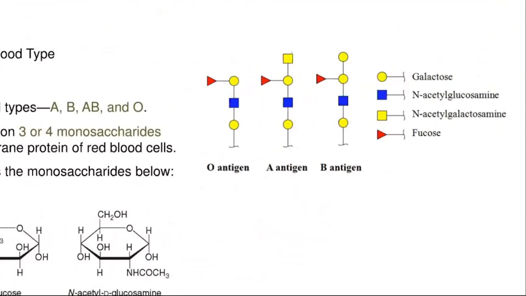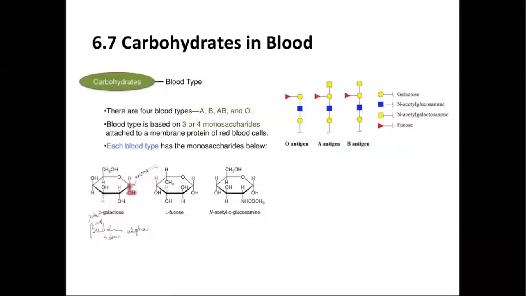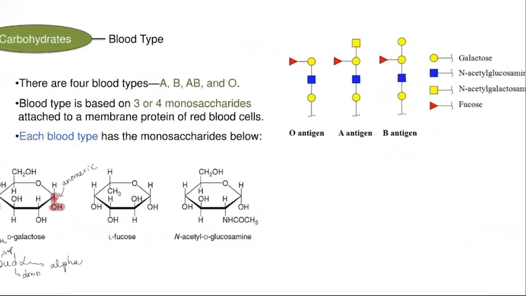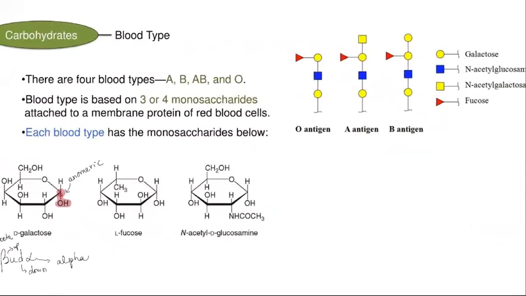N-acetylglucosamine, they color it blue and they put it in a square. Then we have fucose. Fucose is that red triangle. And then we have N-acetylgalactosamine, which is just a brand new sugar that was not introduced here, just because that one is special and is only found, as you can see here, in the A blood type.